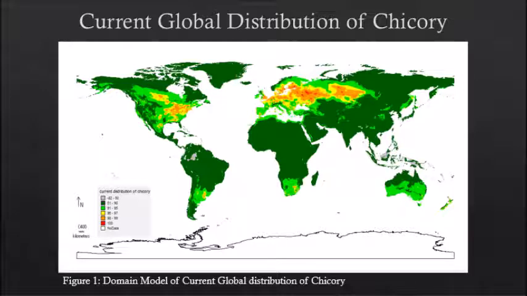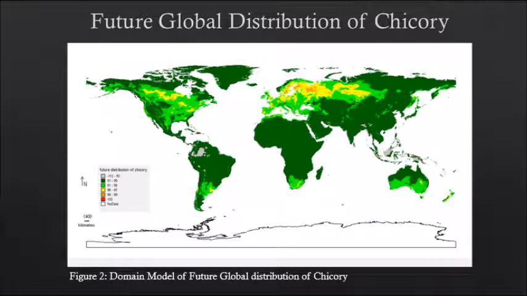Here we can see that the current global distribution of chicory is spread mostly over the Europe region as well as the American region. There are some parts such as South Africa and South America that also have small parts of the region that is growing the crop.